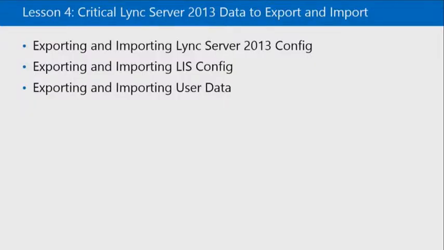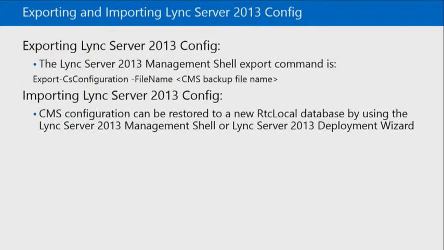Okay, off to critical data. Critical data to export and import. And this is where some of our stuff has changed. So again, we get back to export your CS configuration. Great to have. It allows that if the CMS were corrupt, were missing, were died, in theory, we could just do an import CS config and bring it right back in.